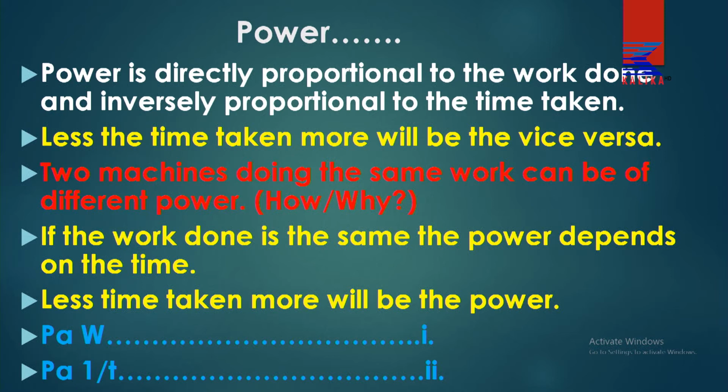Less the time taken, more will be the power. So P is inversely proportional to the time taken. So less the time taken, more the power. Out of two machines, the one that works faster has more power, and the one that works slower has less power. Slower means taking more time.